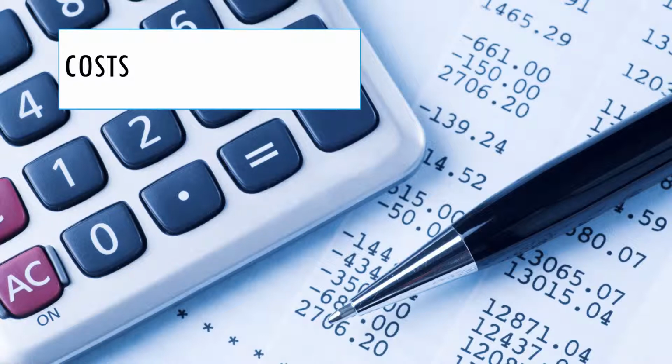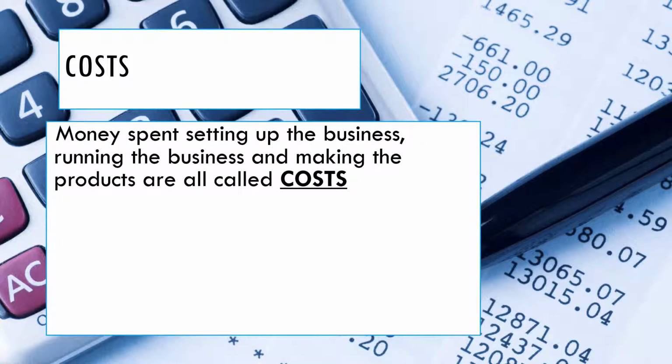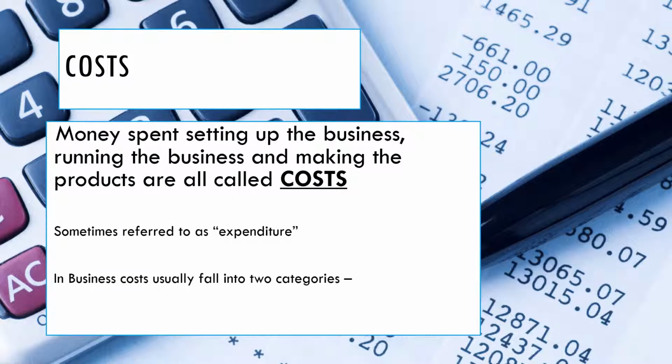So let's start off with the basics. What are costs? Costs are money that a business spends running the business, making the products, setting up the business. Sometimes it's referred to as expenditure, and the costs a business incurs normally fall into two categories, fixed and variable.